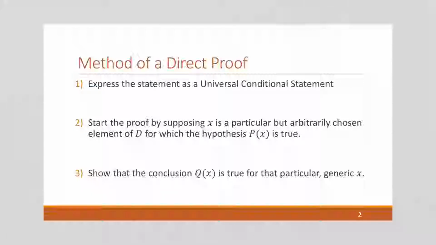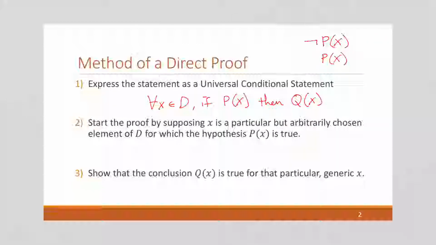So I'm going to convert the statement, whatever statement, into a universal conditional statement. For all x in our domain, if p of x is true, then q of x is true. Right? If I wanted to say p of x is false, I would write it like that. So if I just say p of x, that means p of x is true.